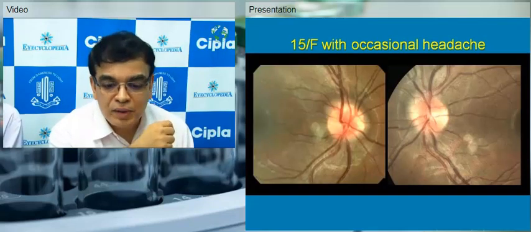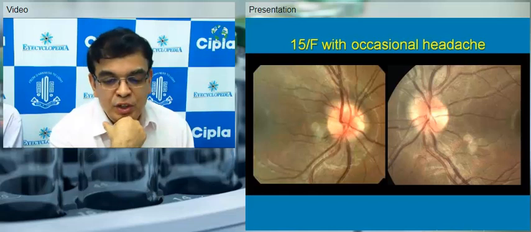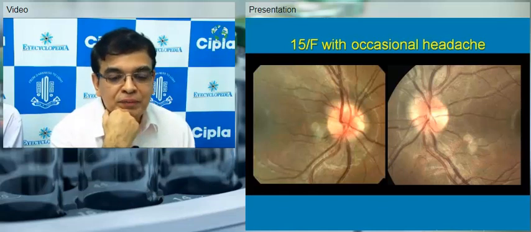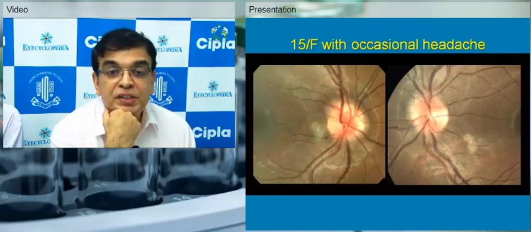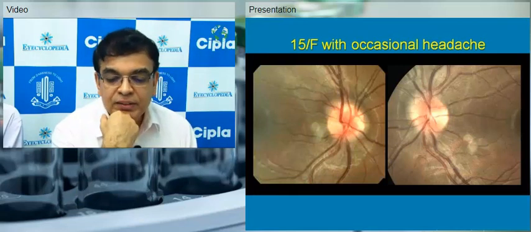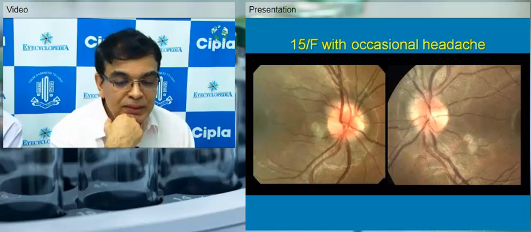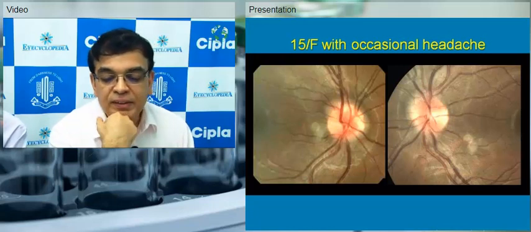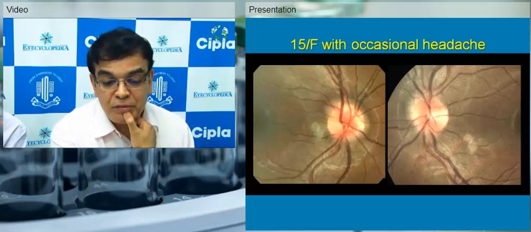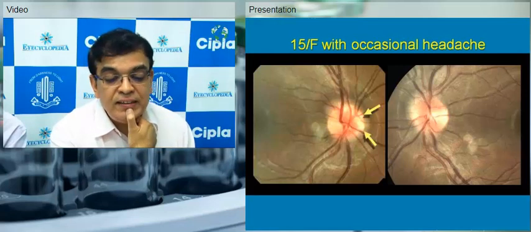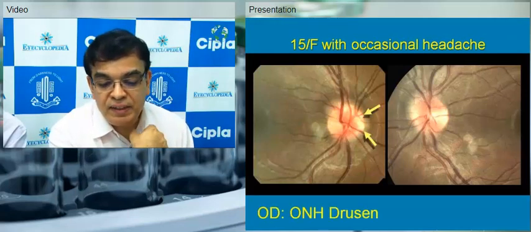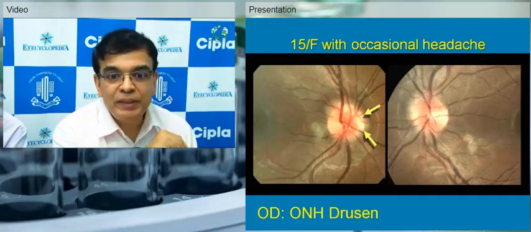So I'm going to present to you now a patient of mine, a 15 year old girl, who presented with occasional headaches. So as I told you, the headache may not be a very significant thing. It may or may not be significant. So let's take a look at the disc. Now these are the photographs that I've put in front of you. In the right eye, it was relatively easy to pick out these visible drusen there on the surface. So I didn't have too much difficulty there.